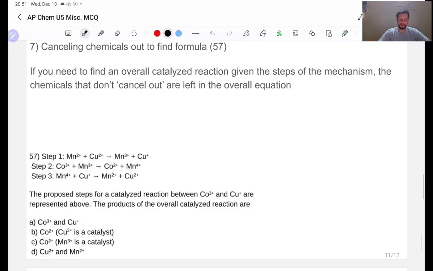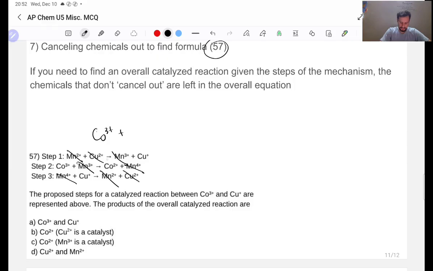7. If you need to find an overall catalyzed reaction given the steps of the mechanism, the chemicals that don't cancel out are left in the overall reaction. So something like this, which is number 57, you can see that it's giving us all the steps, and it says, what's the overall reaction? Well, I would look for everything that cancels out. There's Mn2+, Mn2+, so that cancels out. Mn3+, is there another Mn3+? Yeah. And then Cu2+, yeah, Cu2+. Co3+, no, that doesn't cancel out, so I'm going to note that. And then Mn4+, yeah, that cancels out.